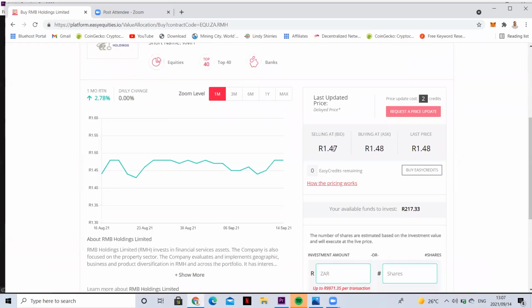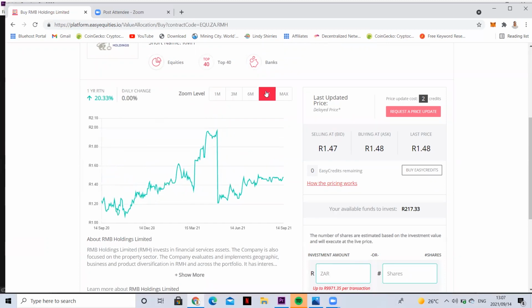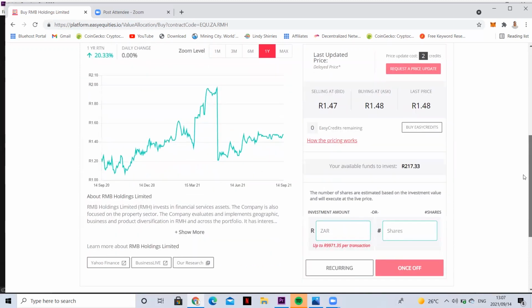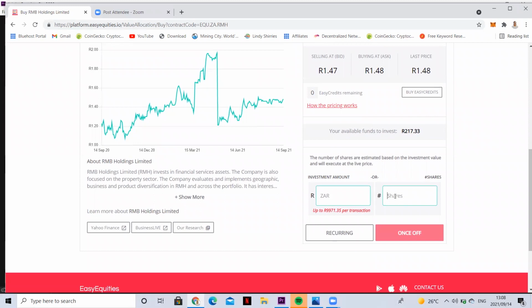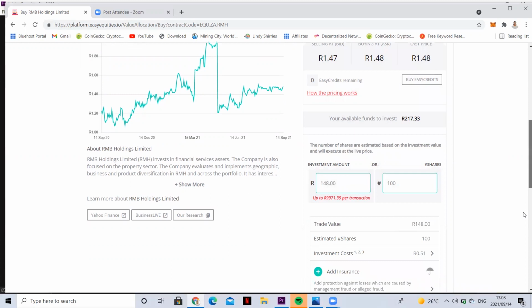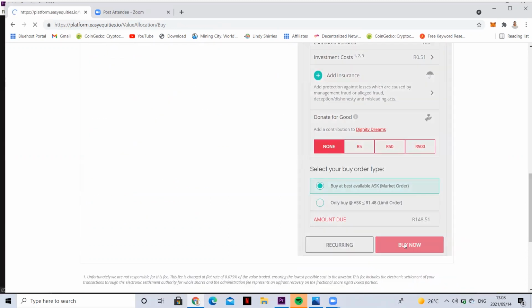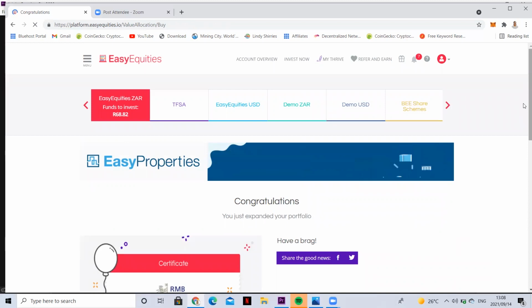So can you see that the price of this share is actually low? But when you look at the year price as well, it's not doing that well, because it was sitting at 1 Rand 23, and now it's 1 Rand 46. So it's growing at a very slow pace, but it is so cheap. And what happens if this bank does pick up? So what I'll do with this one, I'll actually buy 100 shares, because it is cheap, 1 Rand 47. So I just buy 100 shares. So now I have RMB.